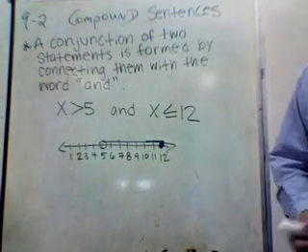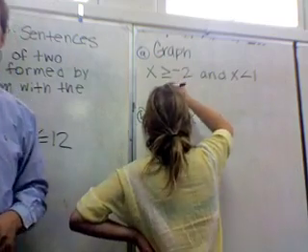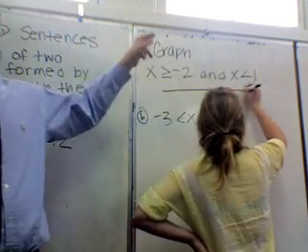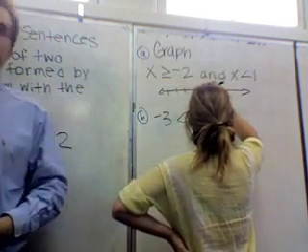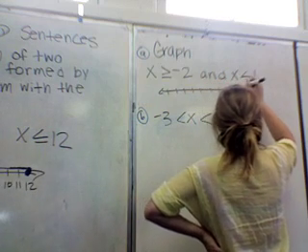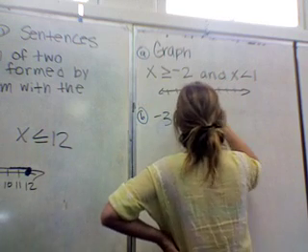So let's do another question here. So let's look at this one here. Graph x is greater than or equal to negative 2 and x is less than 1. Right? So that one is your standard conjunction. It's going to look like this one.